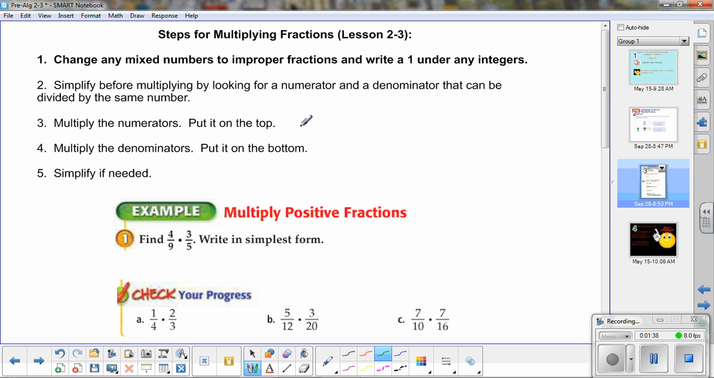And then step 3 would be to multiply the numerators, put it on the top. Step 4, multiply the denominators, put it on the bottom. And then the last step, simplify if needed.